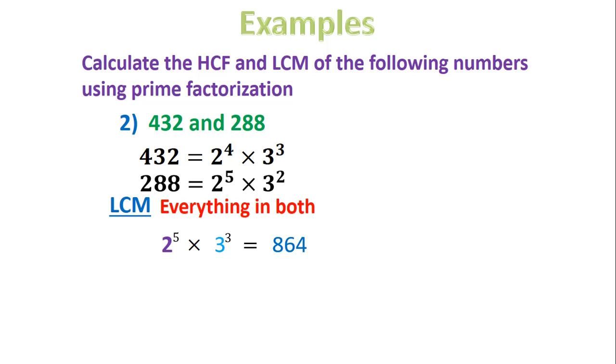So remember, for highest common factor, we write down all the bases that appear in both or all of the numbers. Once we've done that, we choose the smallest or the lowest exponent. For lowest common multiple, we write down every single base that happens, whether it's only in one of the numbers or in both. We write down every base. Then we look at the exponents and we choose the highest one.